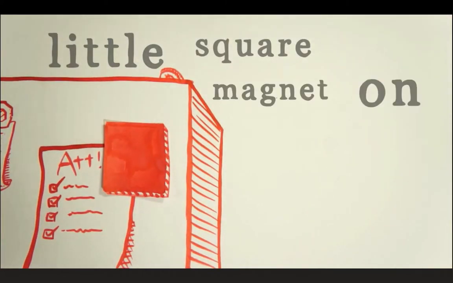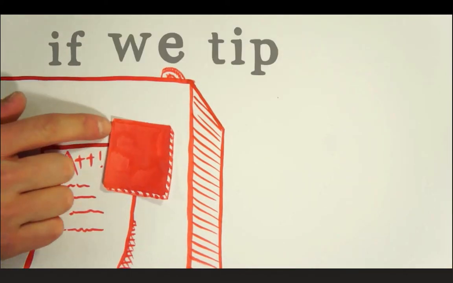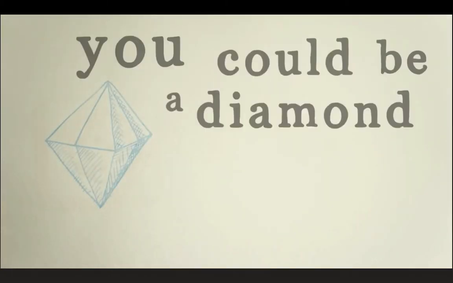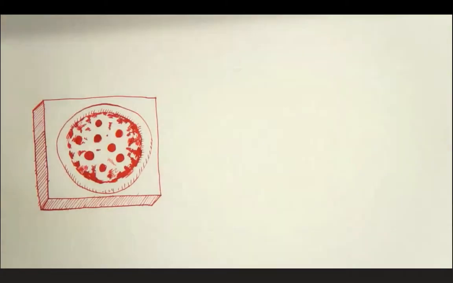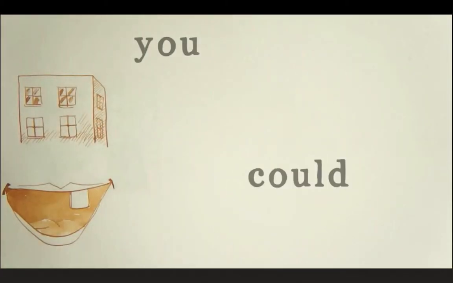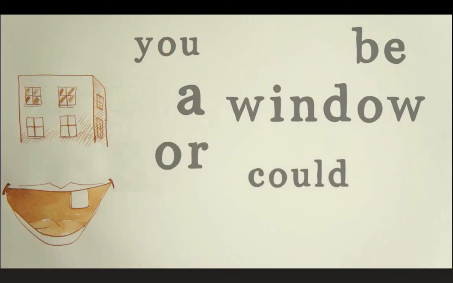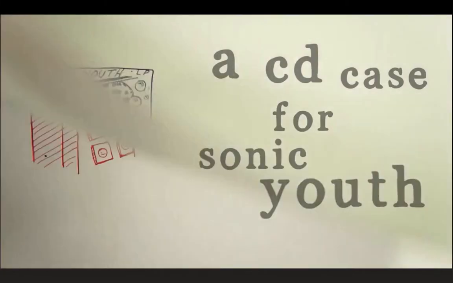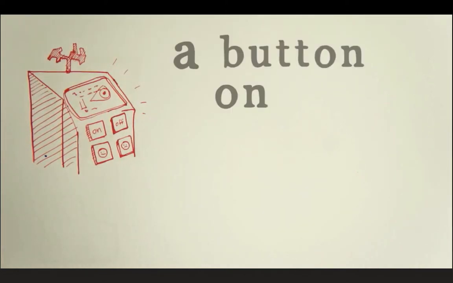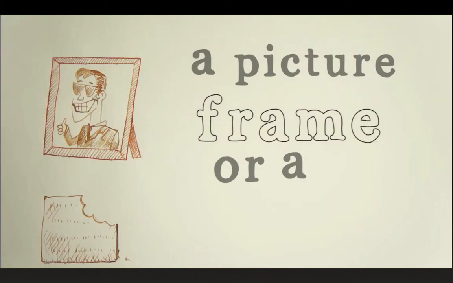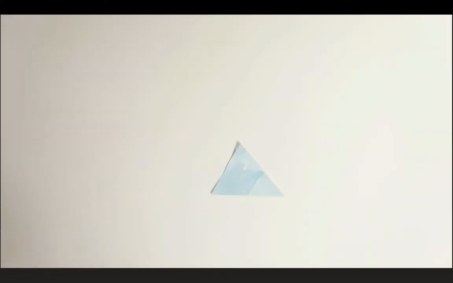Square magnet on my fridge. If we tip you over just a smidge, you could be a diamond till you land, or a box of pizza for the band. You could be a window or a tooth, a CD case for Sonic Youth, a button on some weird machine, a picture frame or a sautéing.